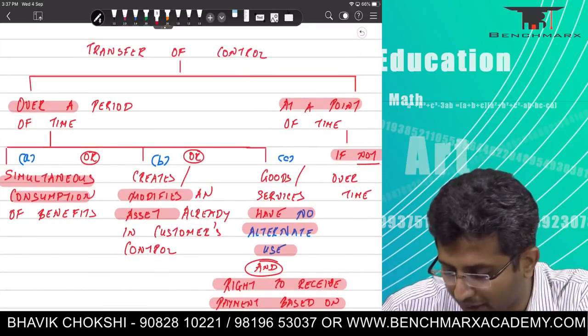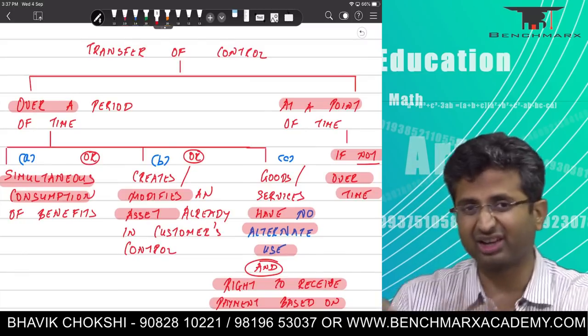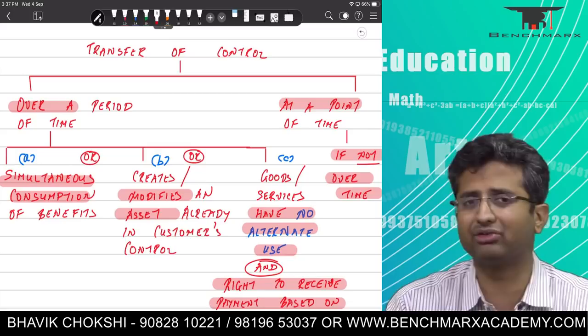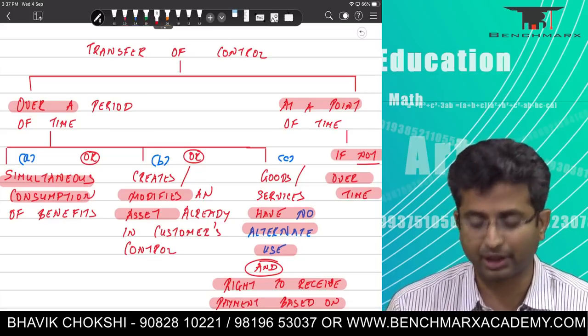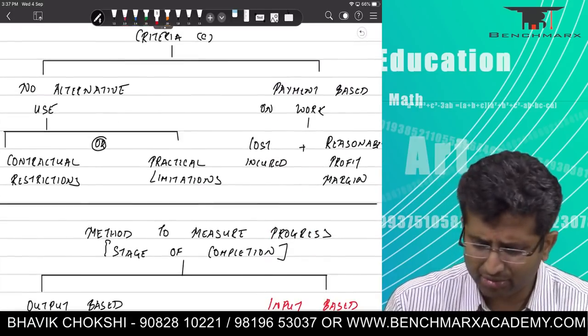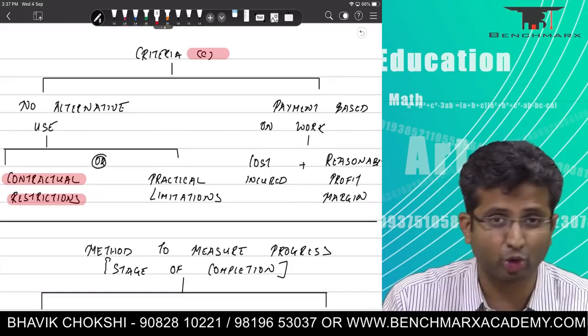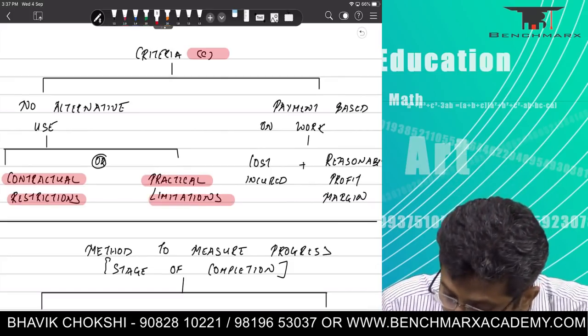What is at a point of time? Well, if the transfer does not happen over a period of time, it's a negative definition, then it happens at a point of time. And the point of time has not been defined, it is generally the date when legal ownership, etc. will get transferred. Okay, some detailing is given about criteria C. The important one, it can be no alternative use due to contractual or practical limitations, like the satellite example. This is the important one.